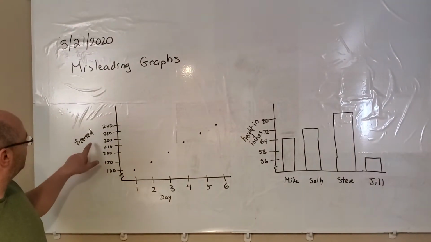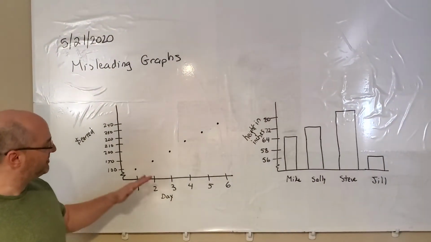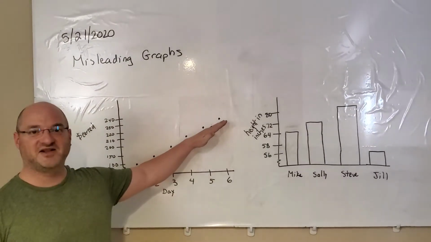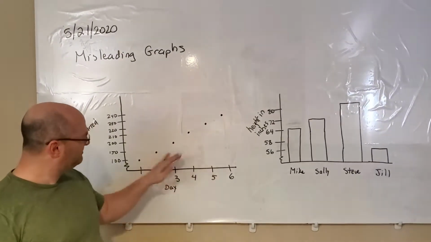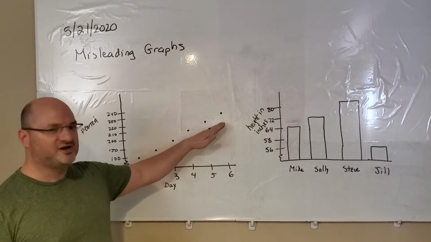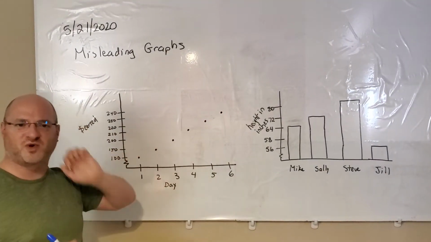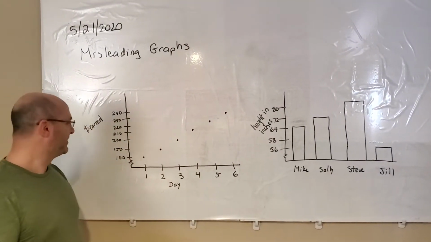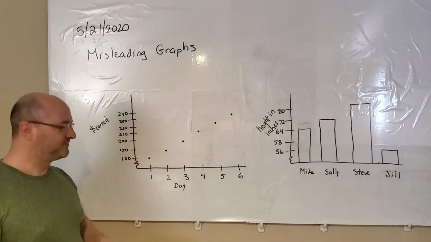Now, just by looking at this, this is the money earned per day. It looks like this is a pretty steady incline here. And according to this graph, hey, this person's doing a pretty good job. Things are going swimmingly. They're going up and up and up. But there's a problem here.